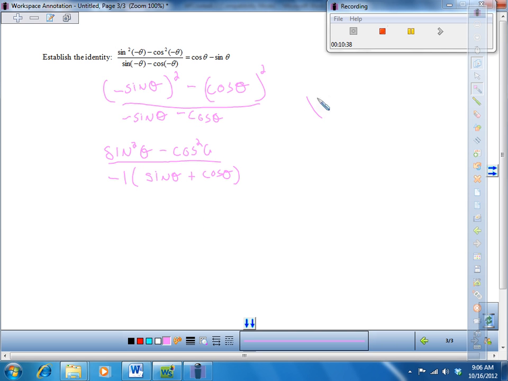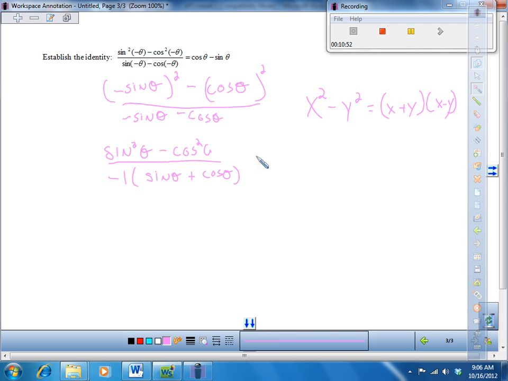Because this is like having x squared minus y squared. Right? This and this. Anyone know how that factors? You should. X plus y times x minus y. Right? You know that that's equal to that?